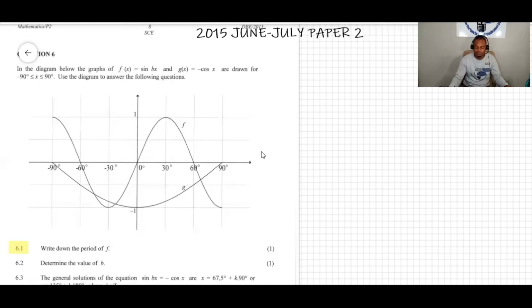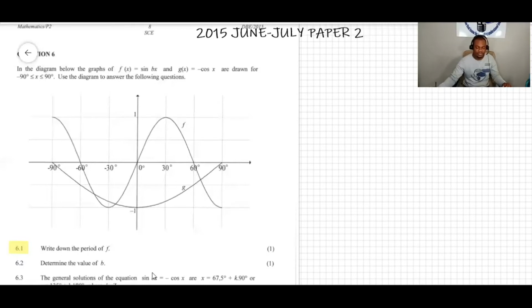And now we're going to do question 6.1 that says write down the period of f. The period for trigonometric functions is the complete length of a cycle. If we look at this diagram, it makes a complete cycle from there to there, because it goes up to the same height. They all have the highest value of 1. Over here also, these two make a complete cycle, and similarly over here and there.